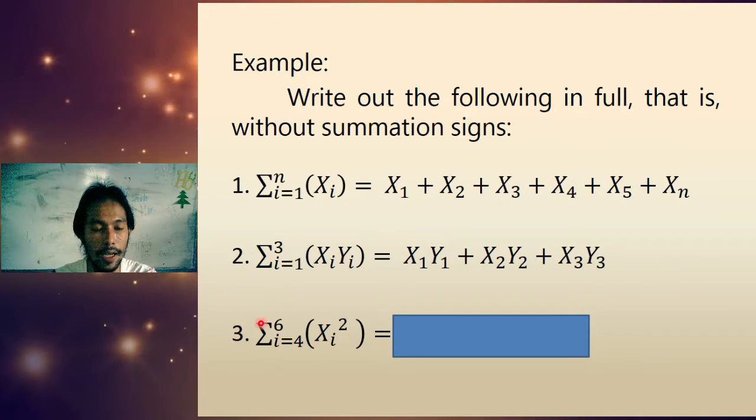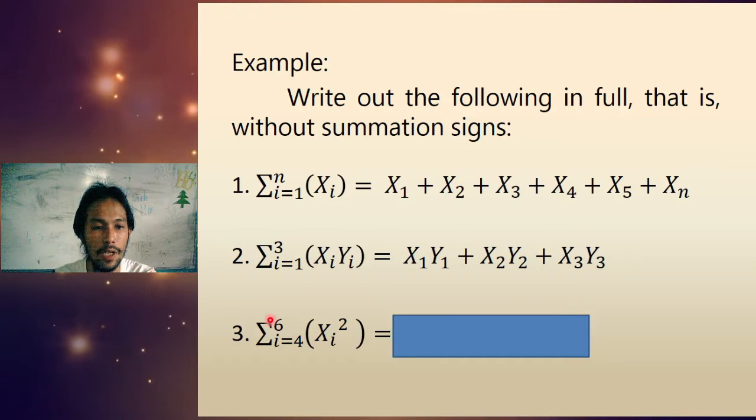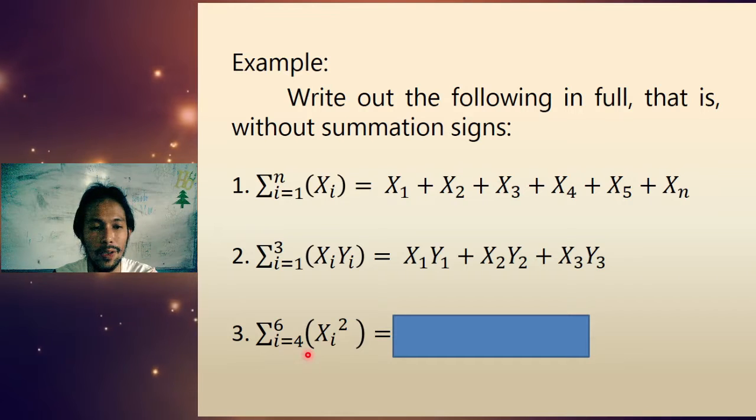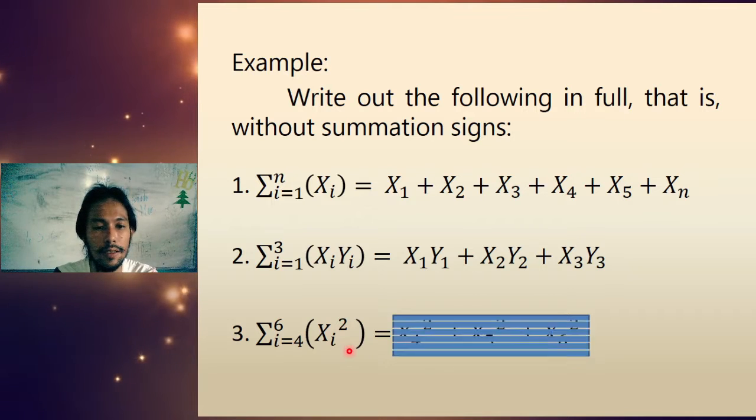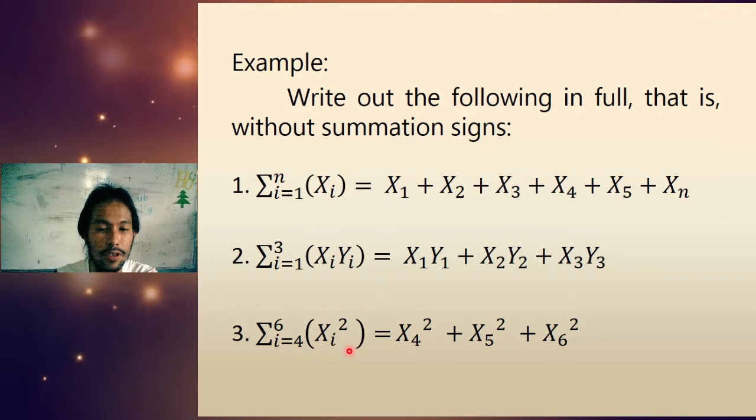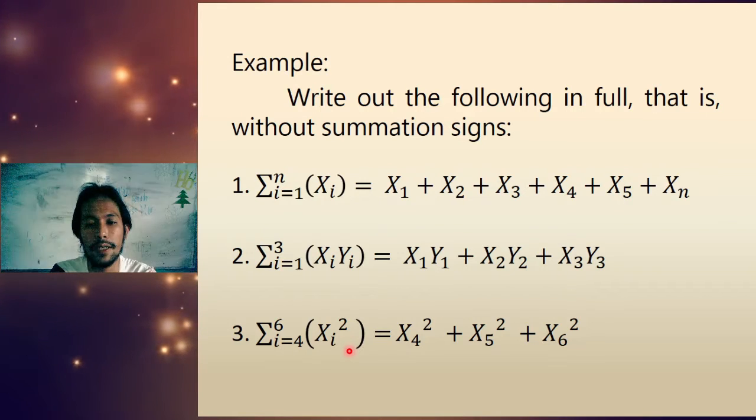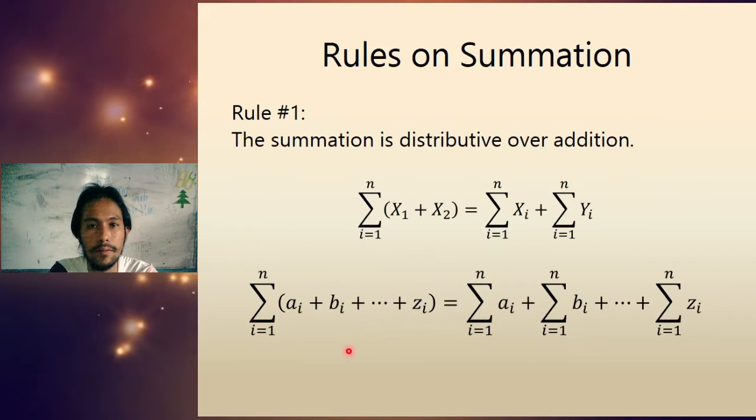So sa number 3, ang ato ang upper limit kay 6, ang ato ang lower limit kay 4. So mag-start ang ato ang formulas as ang ato ang equations sa 4. So mahimot na siyang x sub 4 squared plus x sub 5 squared plus x sub 6 squared.